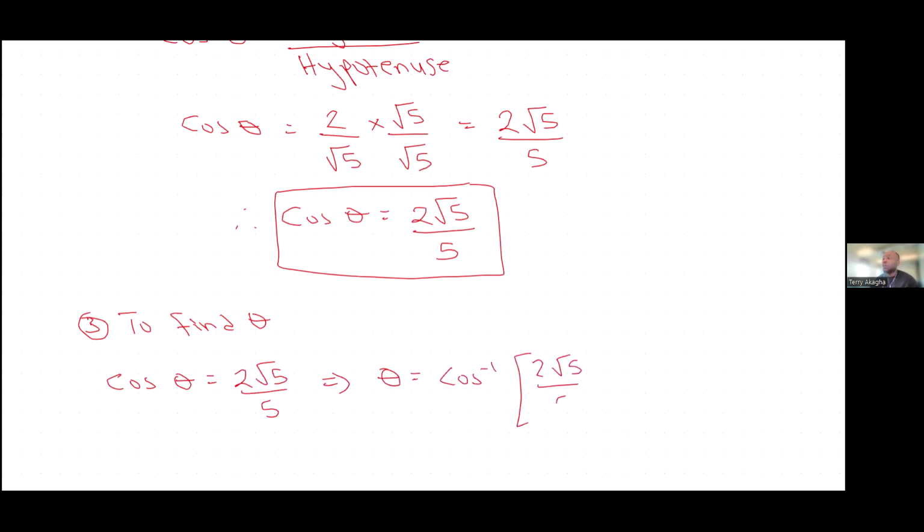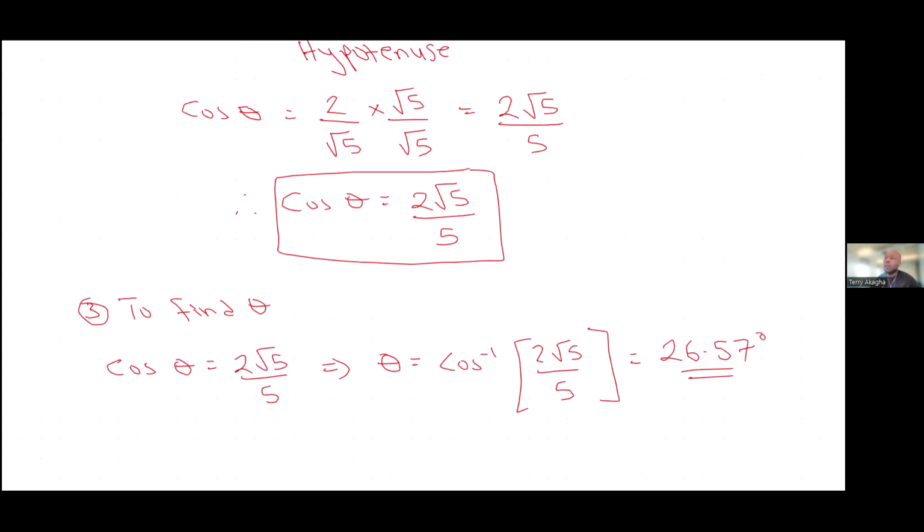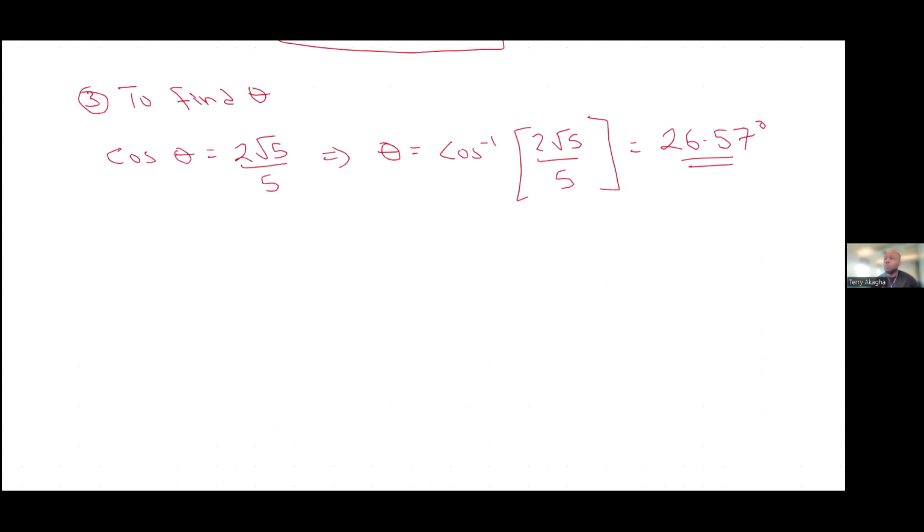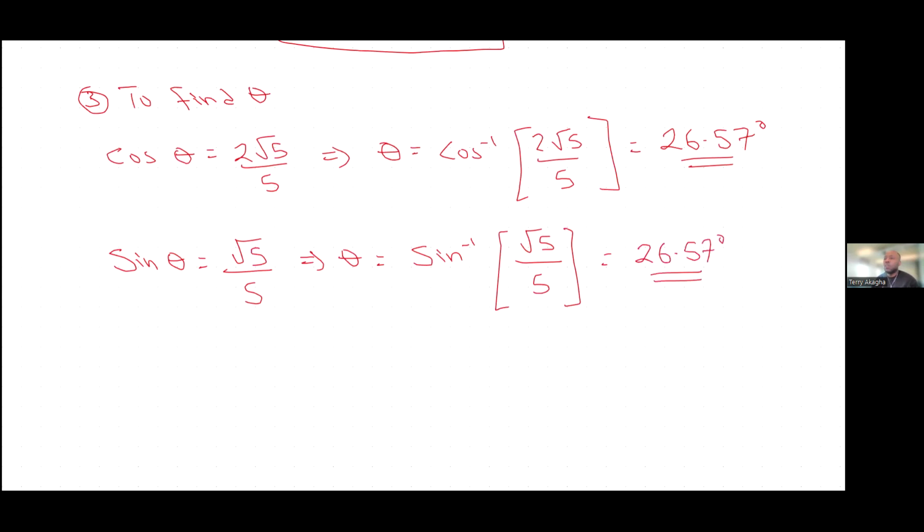And when you press your calculator for this, it's going to give us 26 point what? 57 degrees. Okay. Now, if for instance another student prefers to use sine, we can use sine theta. Sine theta is root 5 divided by 5. So therefore, theta is going to be equal to the sine inverse of root 5 divided by 5. And this is going to give us the same thing, 26 point what? 57 degrees.